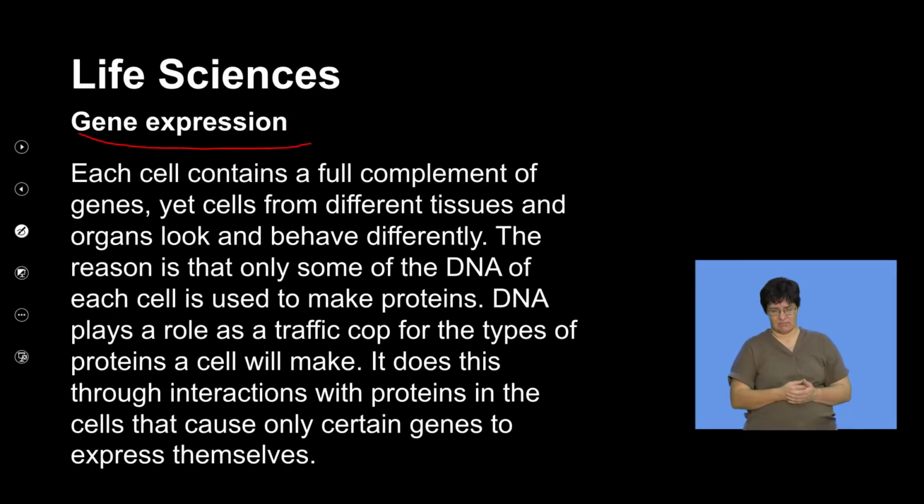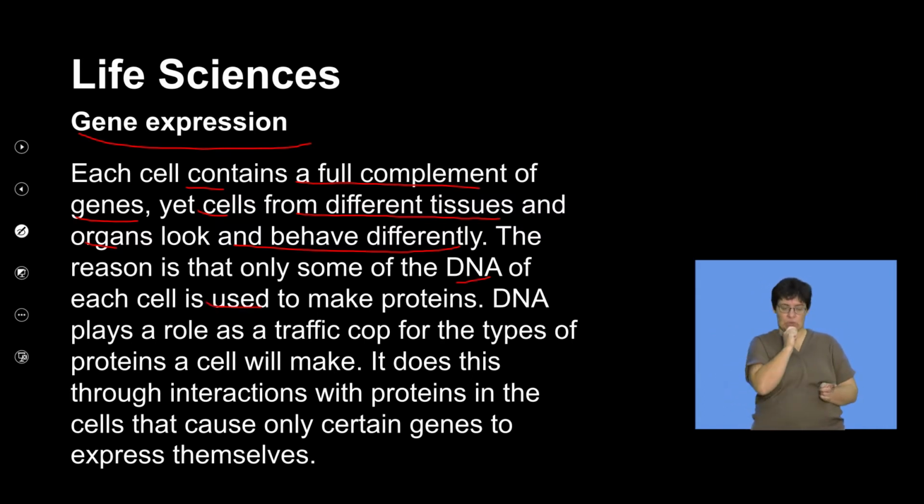So let's understand that. Each cell contains a full complement of genes. All our cells have the same number of genes. Yet cells from the different tissues and organs look and behave very differently. As I mentioned, the reason is that some of the DNA of each cell is used to make proteins. Not all, so certain genes are switched on.